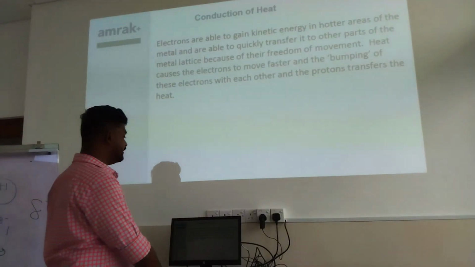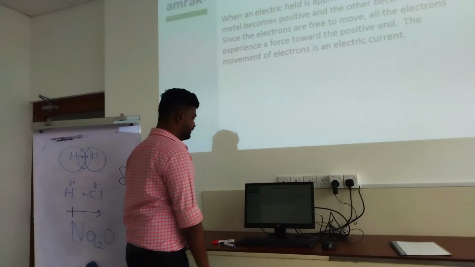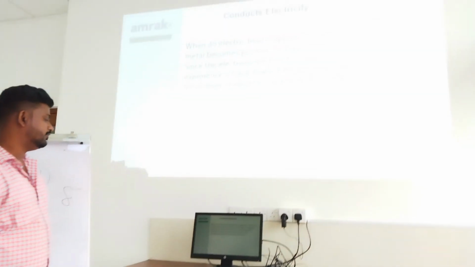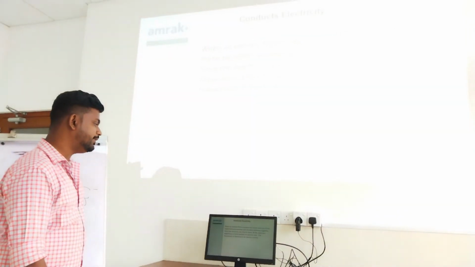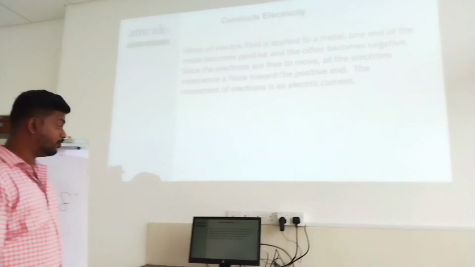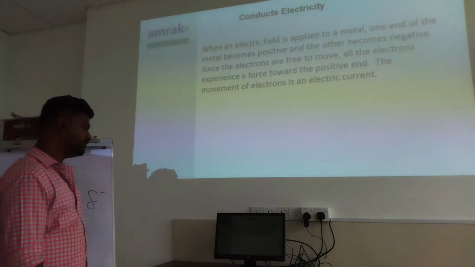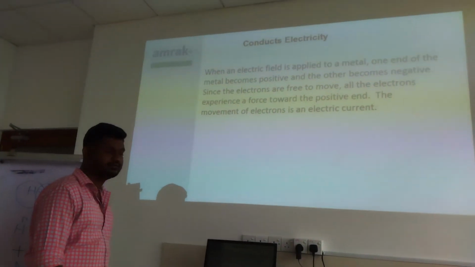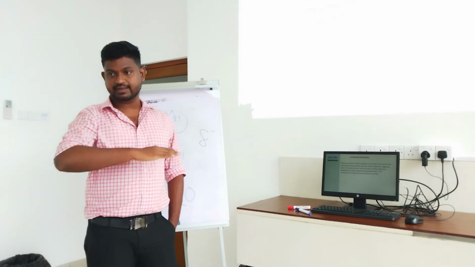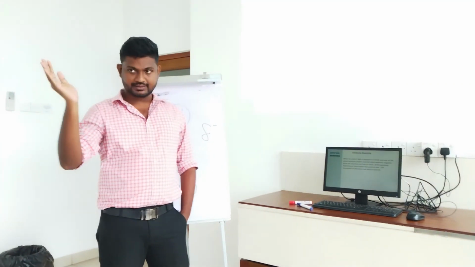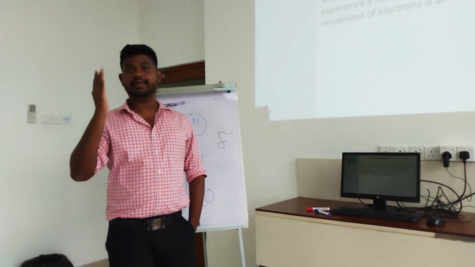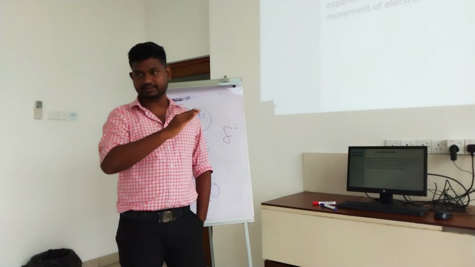Same as electricity. When an electric field is applied to a metal, one end of the metal becomes positive and the other becomes negative. Since the electrons are free to move, all the electrons experience a force toward the positive end. So the movement of electrons is an electric current. You all know, right? When electrons move from one place to another, the current passes oppositely, right? Current always passes from positive to negative. Electron movement is negative to positive. Okay, opposite.